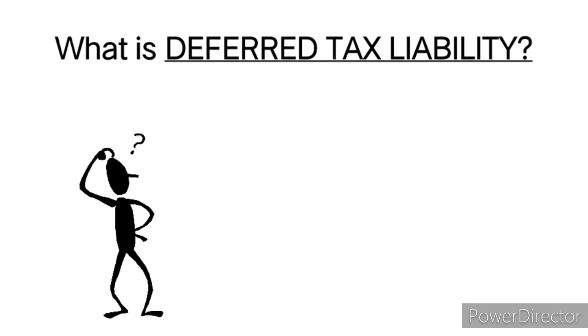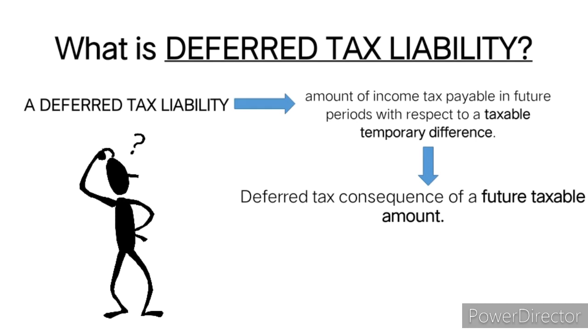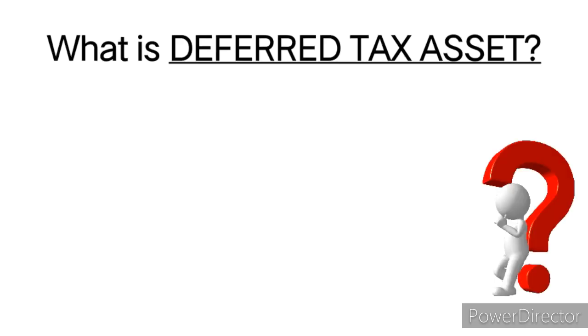Next, what is deferred tax liability? A deferred tax liability is the amount of income tax payable in future periods with respect to a taxable temporary difference. A deferred tax liability is the deferred tax consequence of a future taxable amount. Also, a deferred tax liability is presented as a non-current liability.